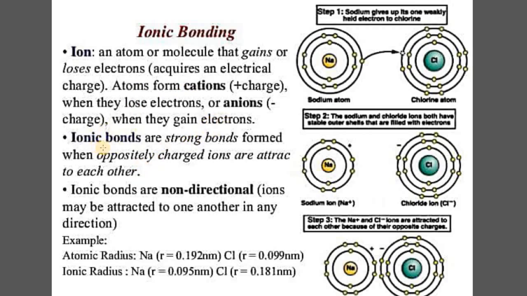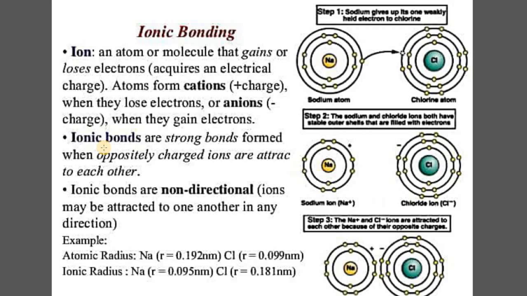The second thing which is very important is that ionic bonds are strong bonds formed when oppositely charged ions are attracted to each other, and they are non-directional, which means that ions may be attracted to one another in any direction. There is no specific direction in which this bonding takes place.